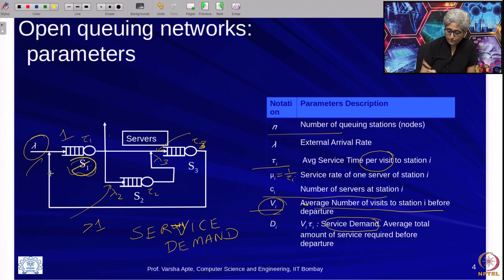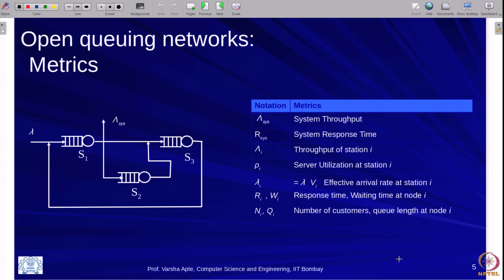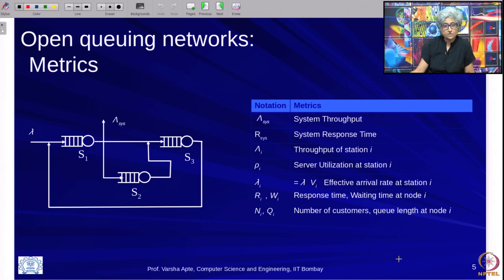Okay? So, for example, if tau 1 was 5 milliseconds, but a request on an average does 5 visits to server 1, the total amount of work that server 1 has to do to fulfill one request on an average is 25 milliseconds. Right? So, it is kind of intuitive that we need to know this number to be able to figure out what the utilization of this server is going to be, what the maximum throughput of this server can be, and so on. Okay? So, this is an important number. So, now that we saw the parameters of open queuing networks, as usual let us look at metrics.